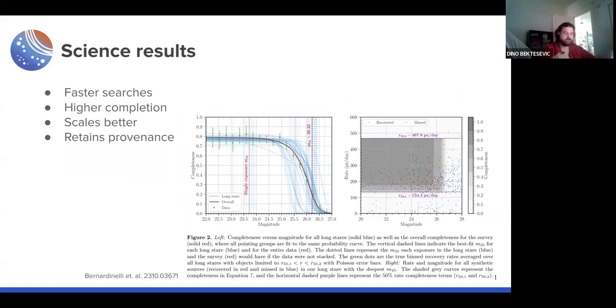We search twice the size of the parameter space that the original search did. We have higher right-hand completion. We have a very comparable M50 limiting magnitude, especially if you just compare B1 to B1 and not across the whole survey, because B1 has the best data.